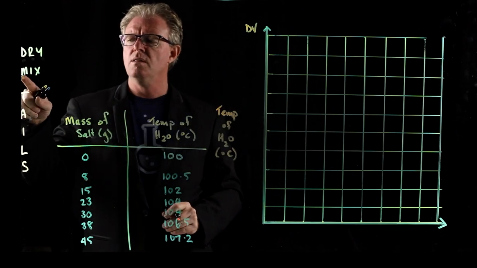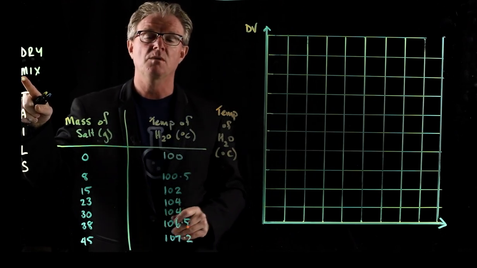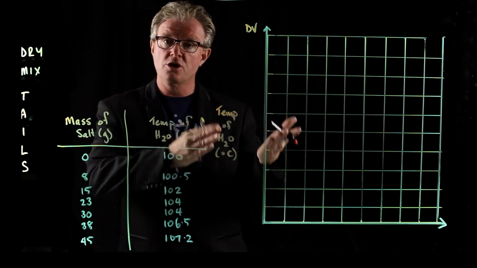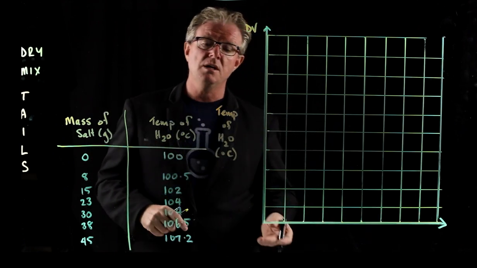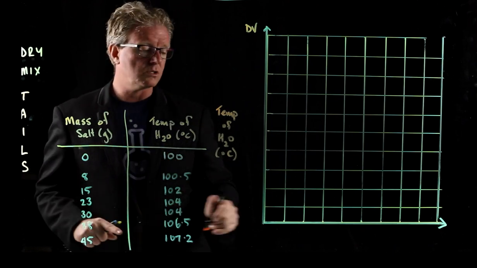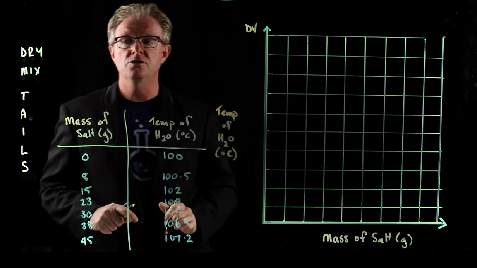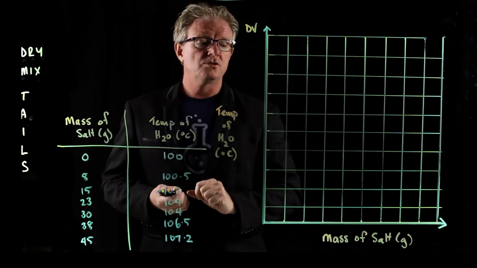What about our MIX portion, our independent variable? Well, it's the one that we are manipulating. We're changing. Remember the baby example as well? What you change goes on the bottom, or here's the bottom of the grid. We're changing the amount of salt. So the mass of salt. And we put our units in there. So we've got those two now.